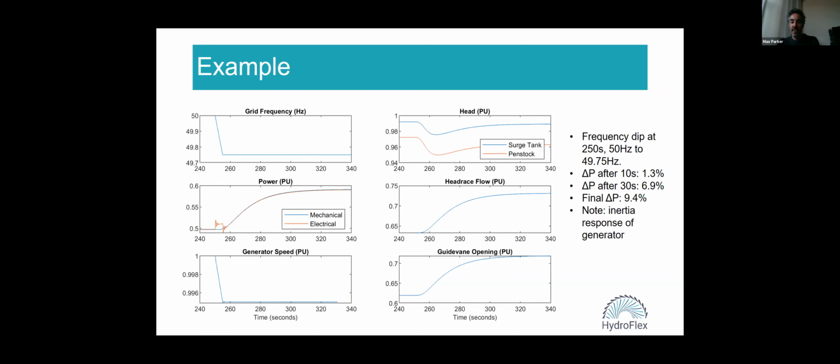I should note that I haven't added any transient droop control that could increase the performance. But the thing to note is that after 10 seconds, which would be the primary response, you're only getting 1.3% extra power. After 30 seconds, you're getting 6.9%. Finally, you're getting about 9.4%. And an interesting thing to note as well is that when you've got this change in grid frequency, you're getting a little extra electrical power here. That's from the inertia response.